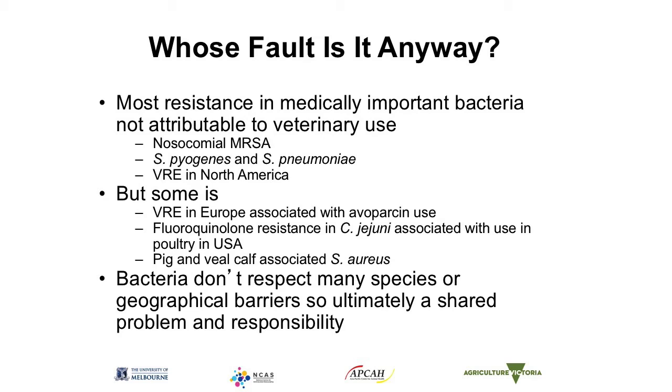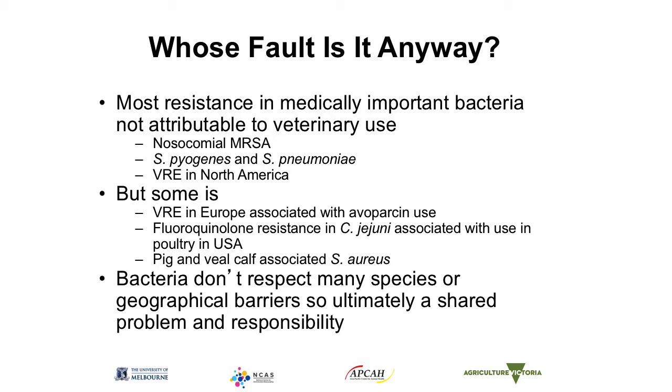And while most resistance in medically important bacteria is actually not attributable to veterinary use, with examples such as nosocomial multiple resistant Staphylococcus aureus and resistance in Streptococcus pyogenes and Streptococcus pneumoniae, and the development of vancomycin-resistant enterococci in North America as particular examples, there is some development of resistance in medically important bacteria that has clearly been associated with veterinary use.